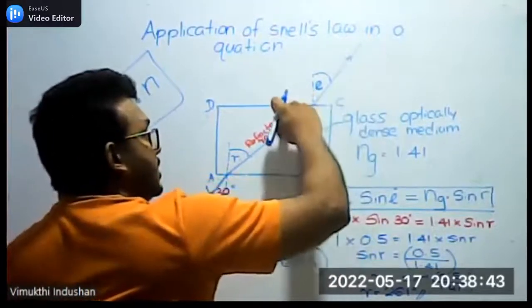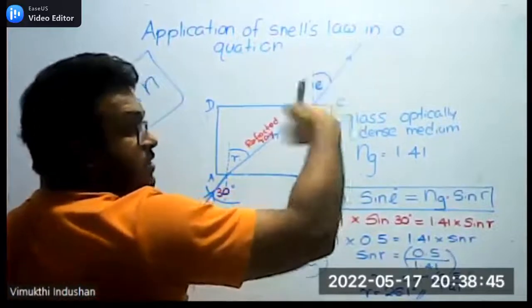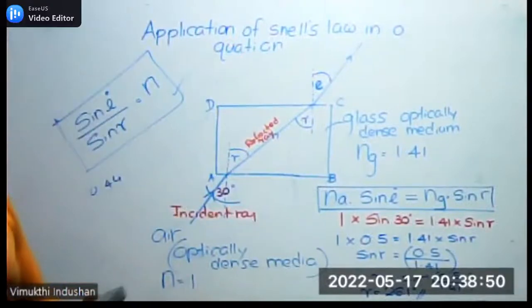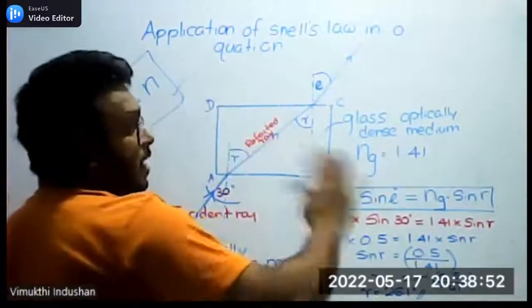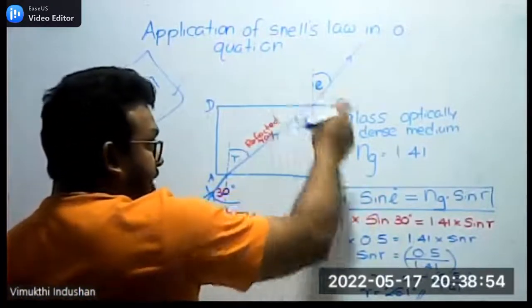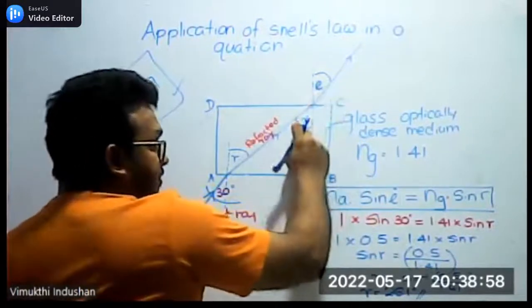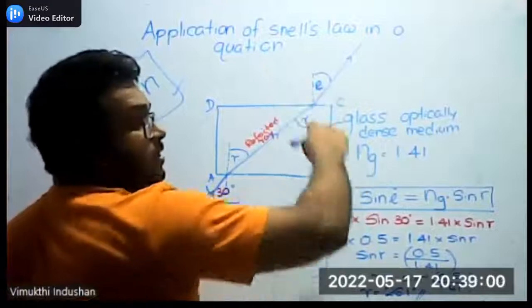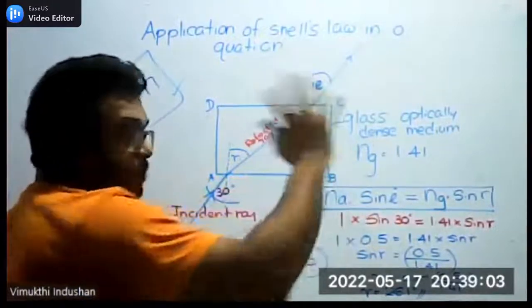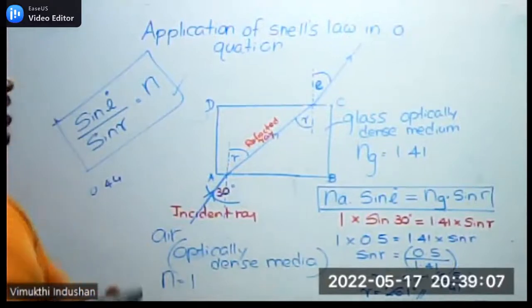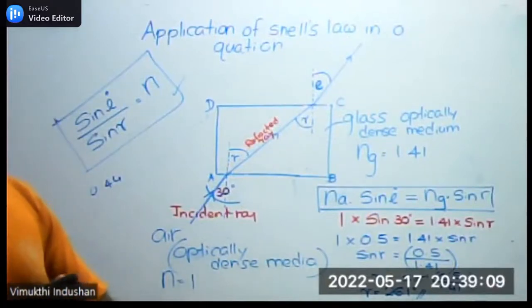So going from one medium to another medium, refraction occurs. When refraction occurs, you can apply Snell's law to find any of the parameters: the refractive index of the first medium, the refractive index of the second medium, the angle of incidence, or the angle of refraction. So you have 4 parameters, 3 will be given, 3 will be known. You can find the unknown 4th parameter.